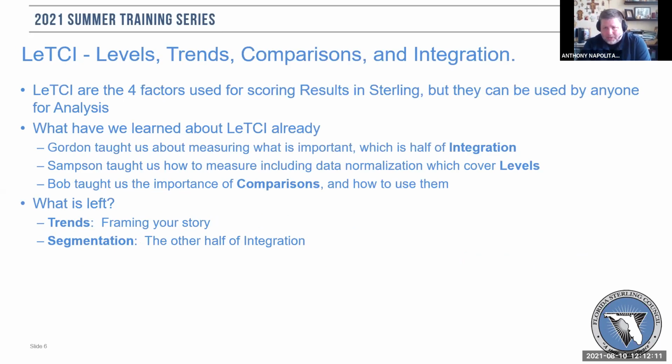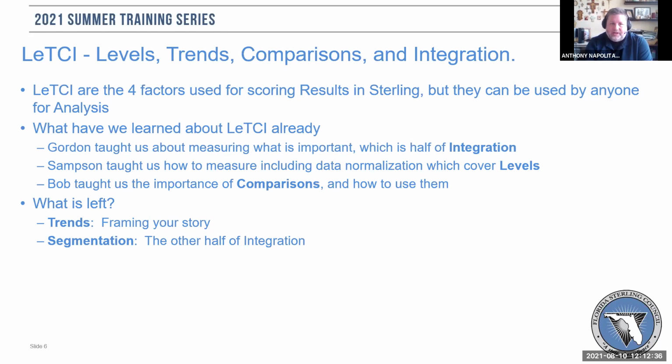So, I talked about LeTCI earlier. LeTCI stands for levels, trends, comparisons, and integration. These are the 4 factors used for scoring results in Sterling and Baldrige, but they're really just breaking things down by analysis. And you've learned a lot about it already, even if you haven't known. You've learned just by going through the earlier sessions.